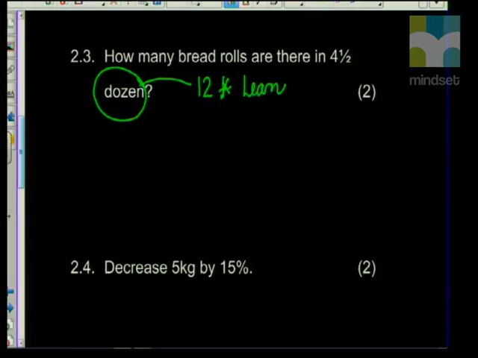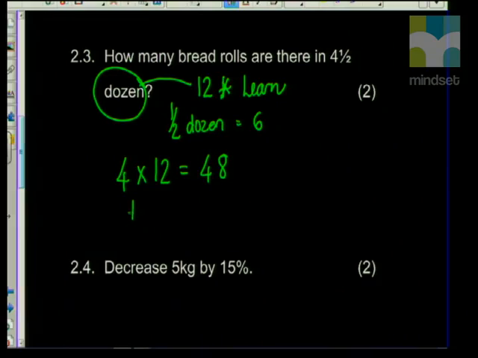Obviously then, half a dozen will be equal to 6. So if I had half a dozen bread rolls, it would be 6 bread rolls. If I had half a dozen eggs, it would be 6 eggs. So now if I've got 4.5 dozen, I would say 4 times 12, which hopefully you all know is 48. And I've got half a dozen, which is 6. And if I add those two together, I should get 54 bread rolls.